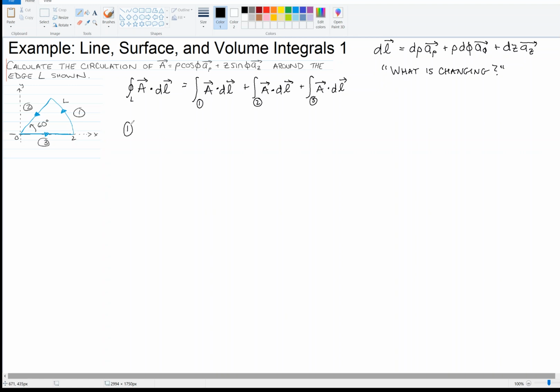So let's look at piece 1. Piece 1 is I'm going from x equals 2 up this arc to make a 60-degree angle with the x-axis. So we'll ask ourselves, what is changing along that path? Is the radius changing? No. Is z changing? Well, no, z does not play a factor in this because I stay in the xy plane. So the only thing changing here is phi. I was at an angle 0, and then when I stop this path 1, I'm at an angle of 60 degrees, or pi over 3. So phi changes.